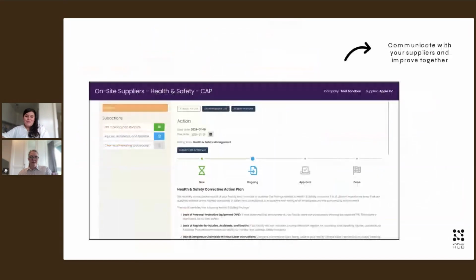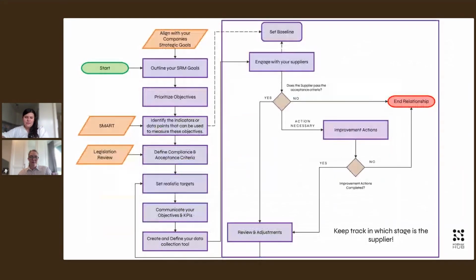Additionally to that, of course, improvement actions. This is something that you can do in the actions module as well. You can communicate with your suppliers and improve together, have that conversation and that back and forth.